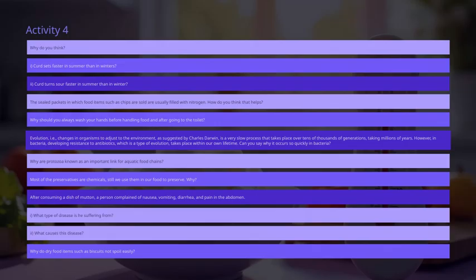First, why do you think curd sets faster in summer than in winter? Well, warmer temperatures speed up the fermentation process because bacteria are more active, so curd forms quicker. Conversely, in winter, the cooler environment slows down bacterial activity, making curd take longer to set. Now, why does curd turn sour faster in summer? Again, higher temperatures promote bacterial growth and fermentation, which leads to souring of the curd more quickly.